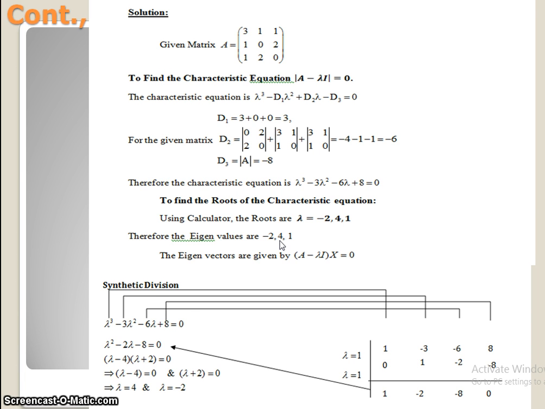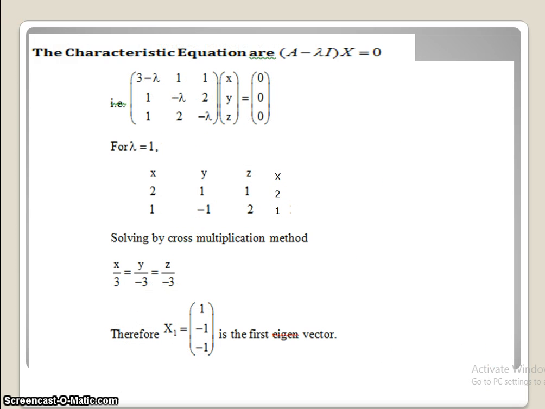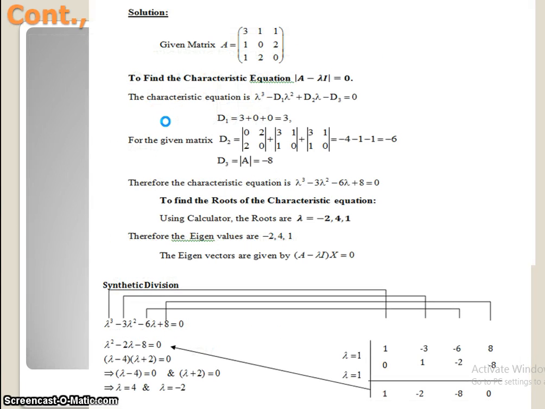So next, to find the eigenvector by using the eigenvalues, the characteristic equation is (A minus lambda I) x equal to 0. So A minus lambda I is nothing but, we subtract lambda from the diagonal elements of the original given matrix, that is 3 minus lambda, 0 minus lambda, 0 minus lambda.